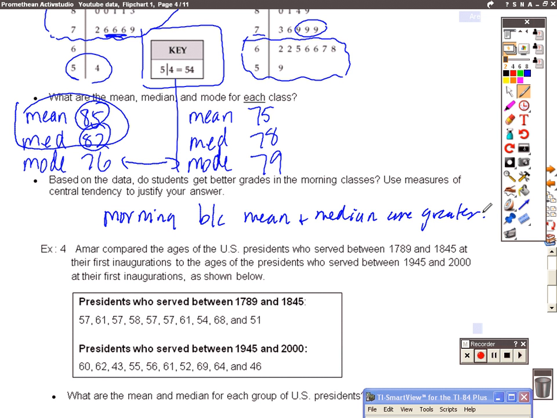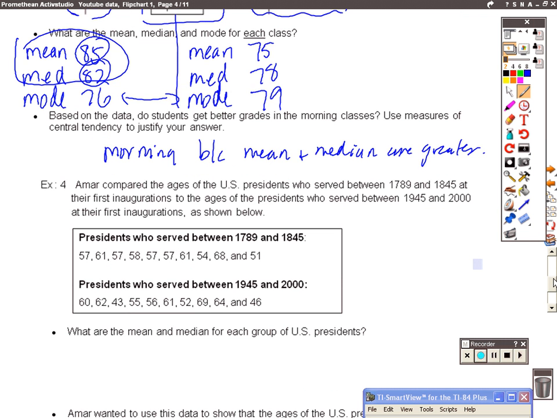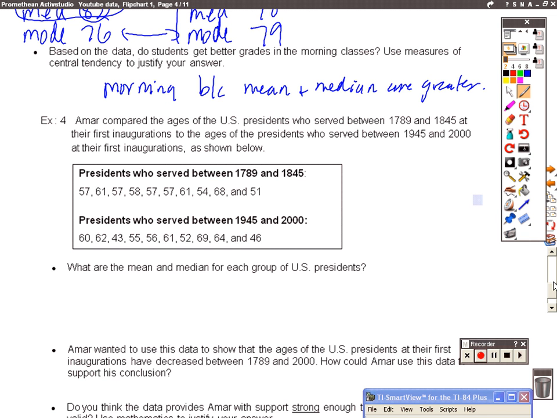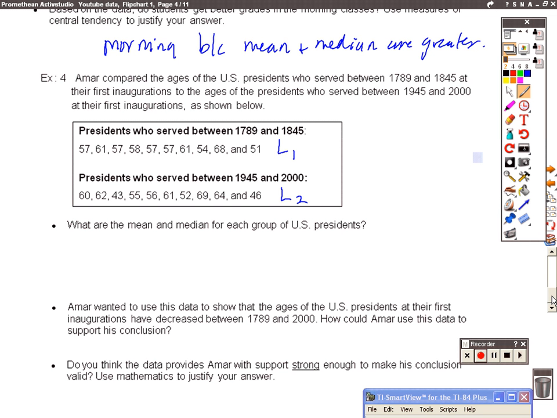Okay, and then example number 4, I'm not going to work that example for you because it's pretty much the same problem. Again, for your own practice, we're comparing presidents. You would put the first data in list number 1 and the second data in list number 2, and do the problem exactly like I just did the last one. And then answer your questions based on what you write up. So again, you want to use the calculator to get that information, and then once you get the information, you can make your comparisons.